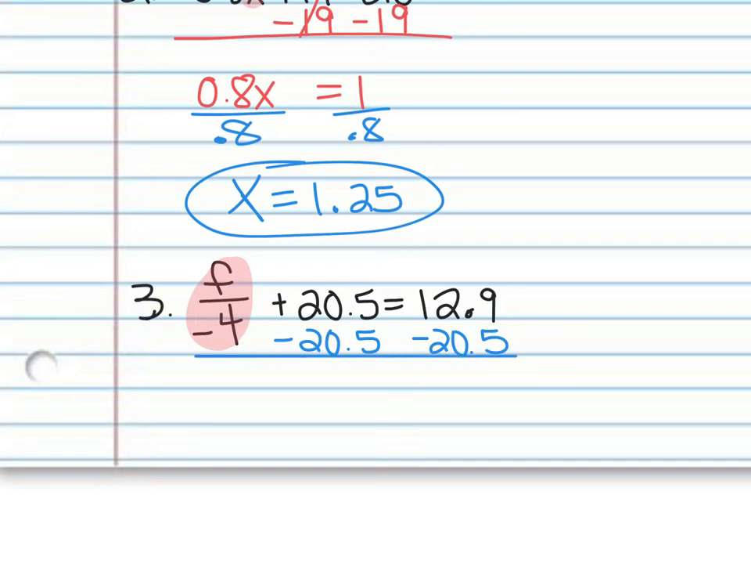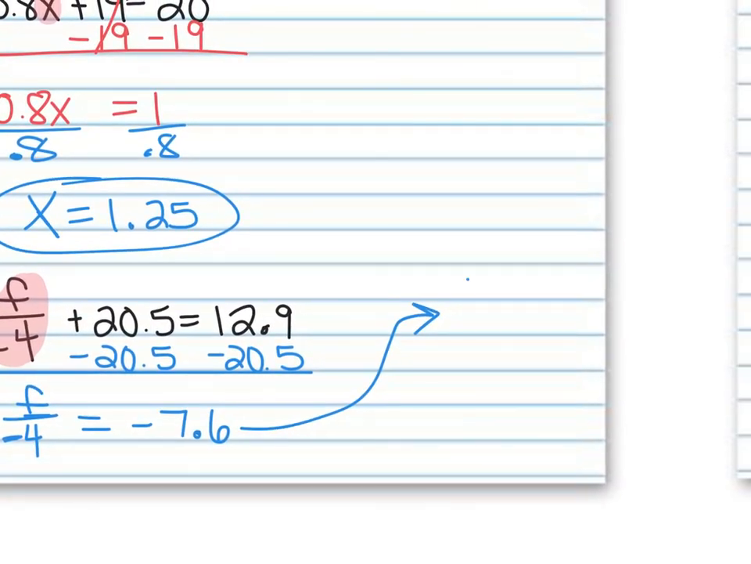When I do that, I haven't done anything with my fraction, so I'm going to bring it down. So I have f divided by negative 4 equals 12.9 minus 20.5 is negative 7.6. I'm going to rewrite this over here so I have a little more room. So now I need to do the opposite of this divide by -4, because that's the bottom of my fraction. So I'm going to multiply by that denominator, -4.